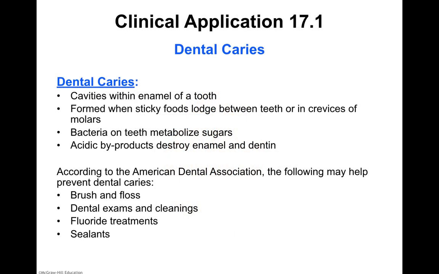Dental caries are cavities. They're in the enamel of a tooth. They form when sticky foods lodge between the teeth, in the crevices of a molar. Bacteria on the teeth metabolize the sugars that are there. They produce what is known as a biofilm, and there are acidic byproducts that will break down enamel and dentin. So we can help prevent cavities by brushing and flossing, regular dental exams, fluoride treatment, and the use of sealants.